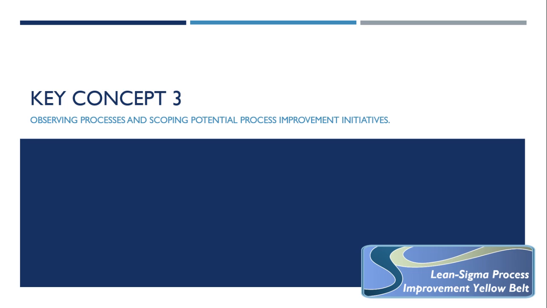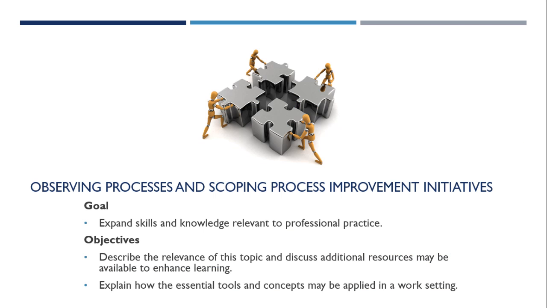Welcome to Key Concept 3, Observing Processes and Scoping Potential Process Improvement Initiatives. This topical module covers essential tools and concepts for better understanding the importance of observing processes and scoping process improvement initiatives, with a goal to expand your skills and knowledge relevant to professional practice. At the end of this topical module, you should be able to describe the relevance of topical content, discuss what additional resources may be available to enhance learning, and explain how the essential tools and concepts may be applied in a work setting.